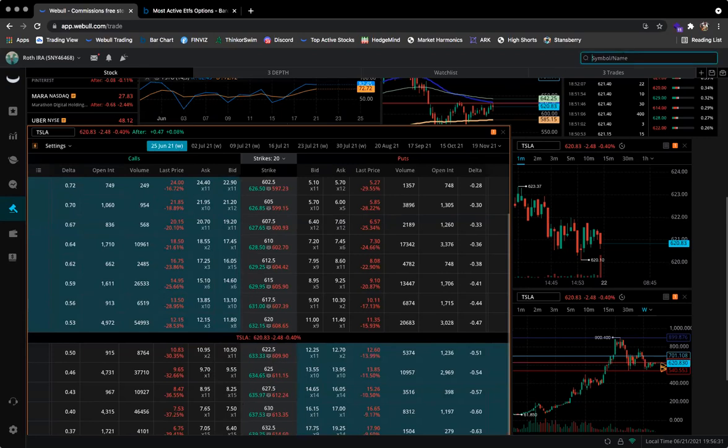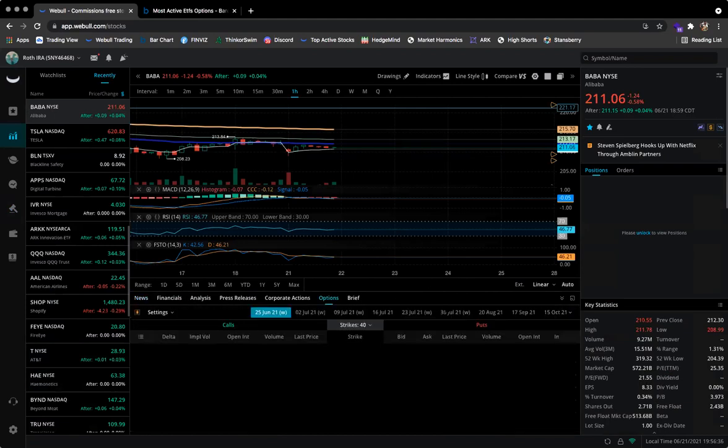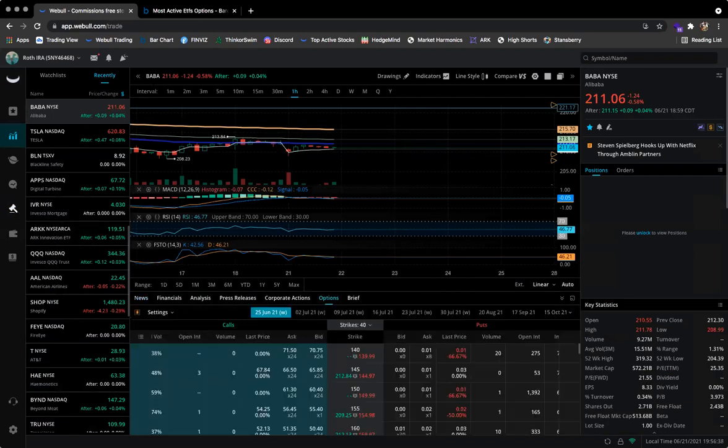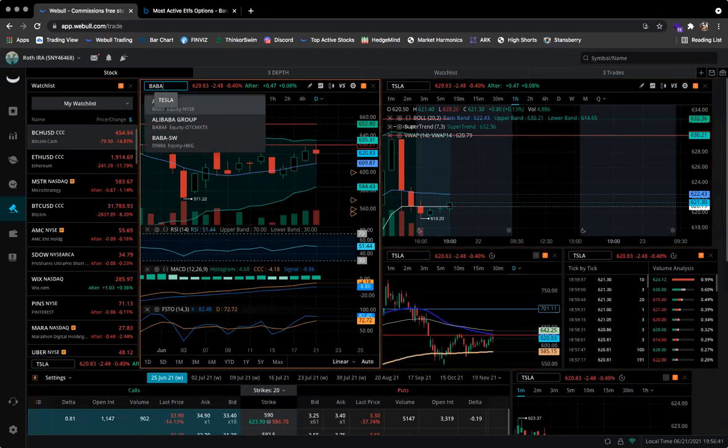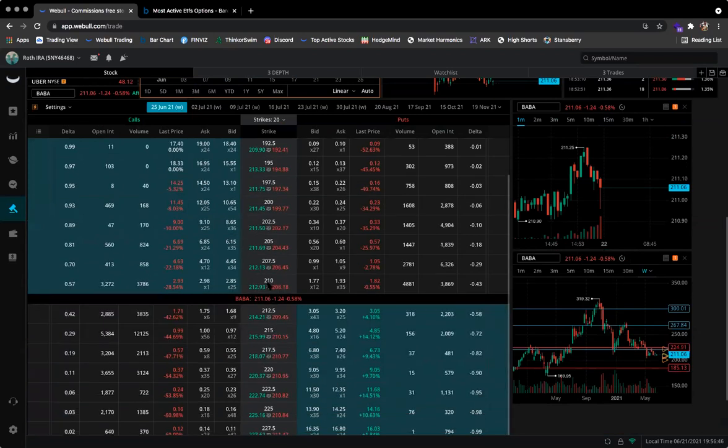Let's look at Baba, because I actually traded that today. So when you look at Baba, let's look at the options. So when you look at Baba, this 210 strike started here, probably at a premium like this, right? At a delta, excuse me, of maybe like 40 or maybe 50 or something. And as I held those contracts, I increased my delta, right?